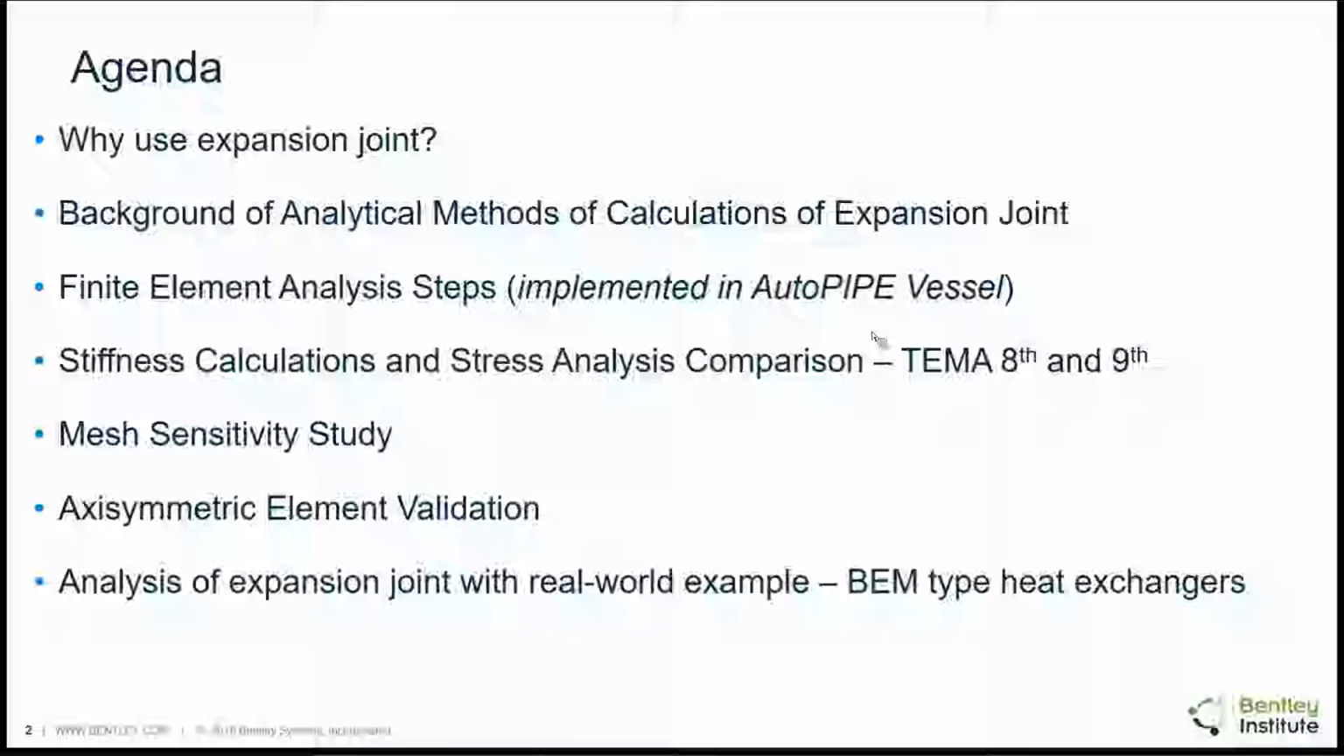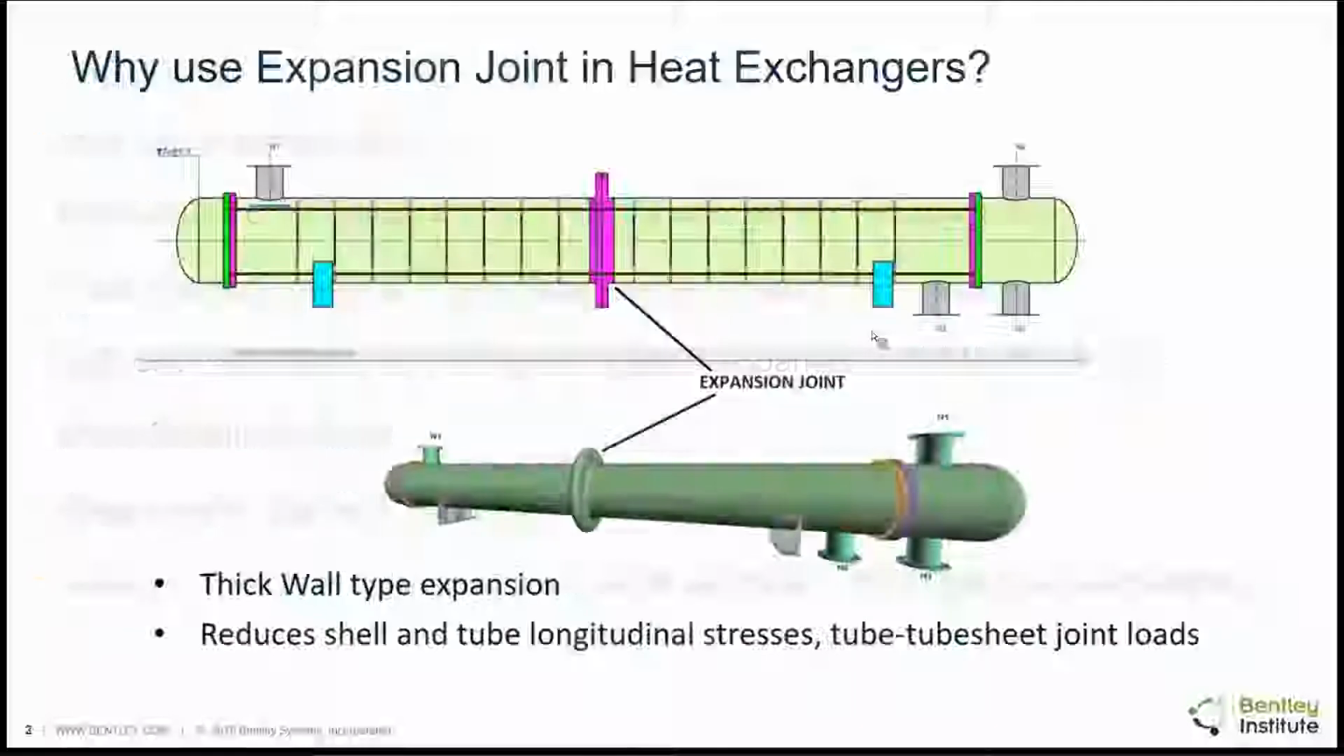It begins with the finite element analysis steps. Then we will do a comparison of TEMA 8th, the analytical method, versus the TEMA 9th, the finite element method. We will compare the results of the stiffness values and the stress analysis. I'll talk about mesh sensitivity study, axisymmetric element validation. Finally, I'll talk about a BEM type fixed tube sheet heat exchanger for a real world example, and analyze how we can use the expansion joint for the specific application.